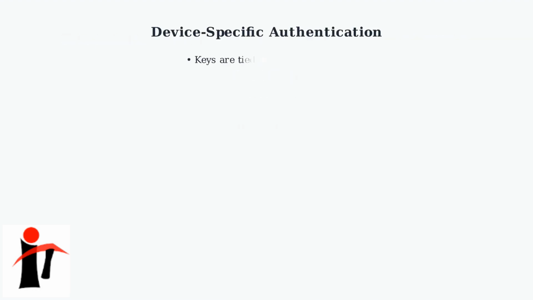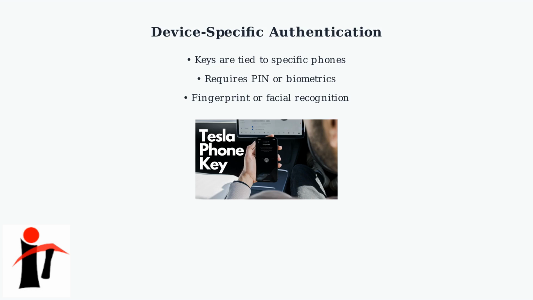Tesla phone keys are device-specific, meaning each key is tied to a particular phone and cannot be copied or shared easily. To use the key, the phone requires authentication, such as entering a PIN or using biometrics like fingerprint or facial recognition on supported devices.